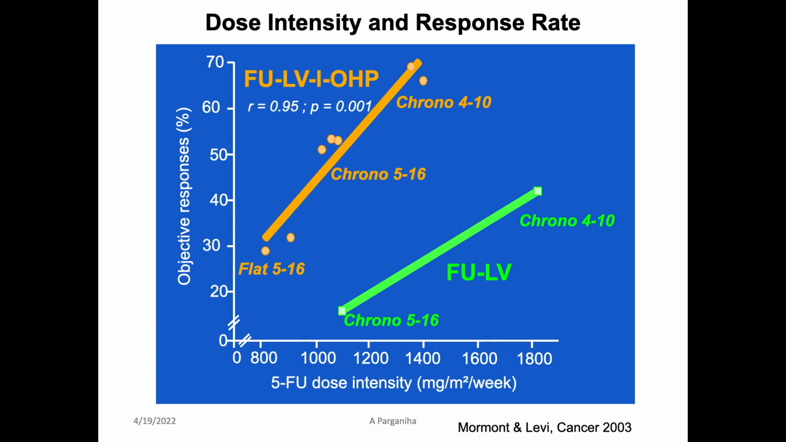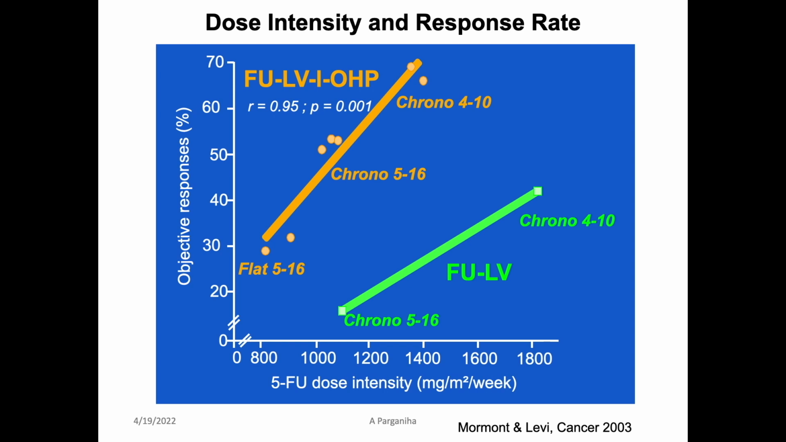One flat therapy that is continued for 5 days, and every 16 days it was repeated. In another protocol, chronotherapy was given for 5 days and it was repeated every 16 days, and here we can see that the dose intensity of 5-FU was increased. In the third protocol, which was given for 4 days and every 10 days it was repeated, again the 5-FU dose intensity was increased.